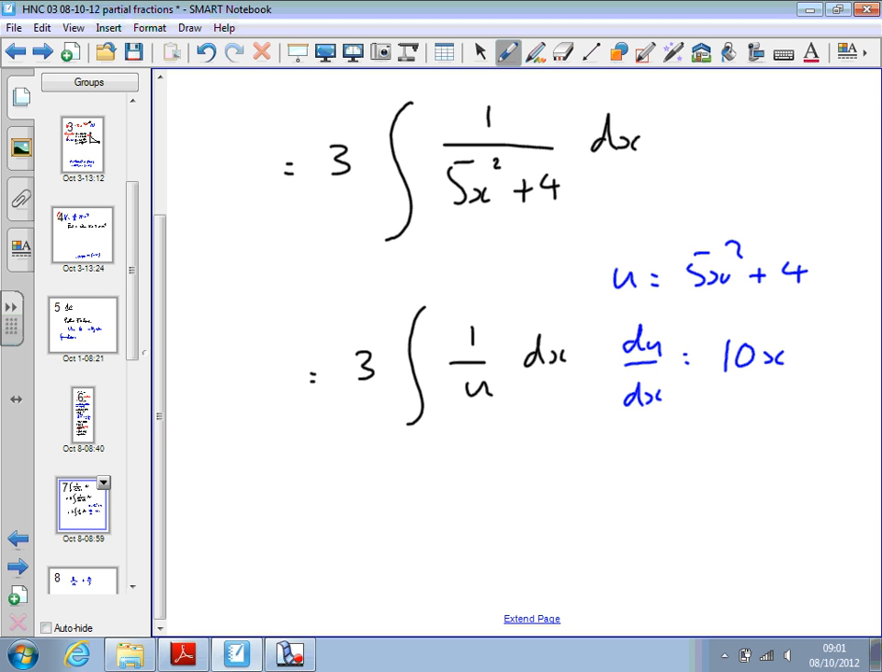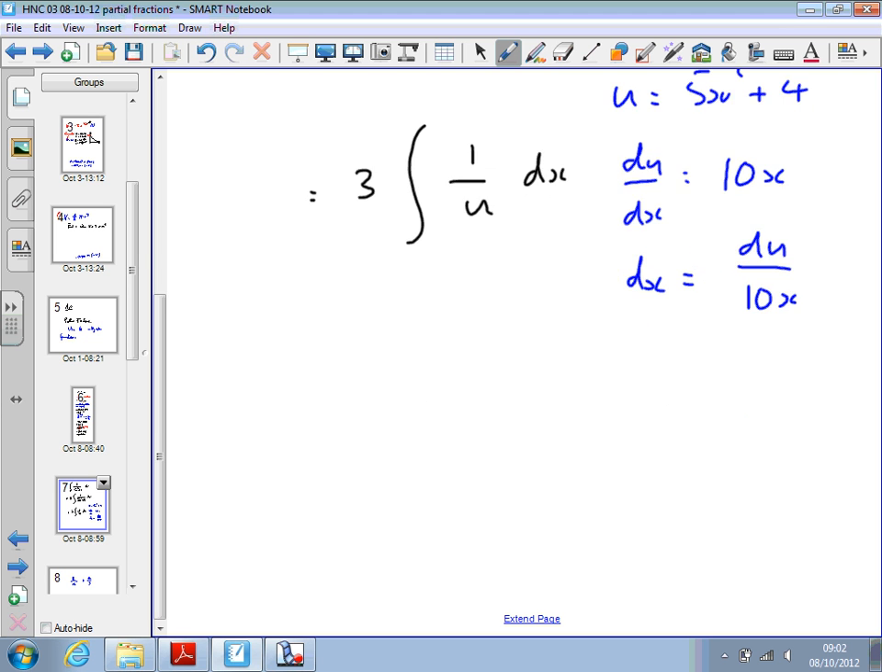Okay? Next step, rearrange for dx. Let Phil do all the work. Rearrange for dx, multiply both sides by dx, divide both sides by 10x. So effectively, you are bringing the dx up there and the 10x down there. So you're effectively swapping them over. So dx equals du over 10x. Now what do I do?